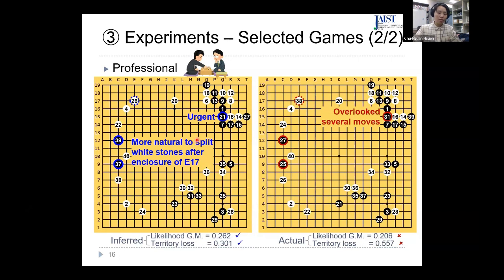And another point is about when to cut in the white territories. On the left, the inferred sequence cuts in, trying to split the white territory after the enclosure of this white stone. And the order is reversed in the actual sequence. So from these 2 points, the experts also concluded that the inferred sequence is more natural.